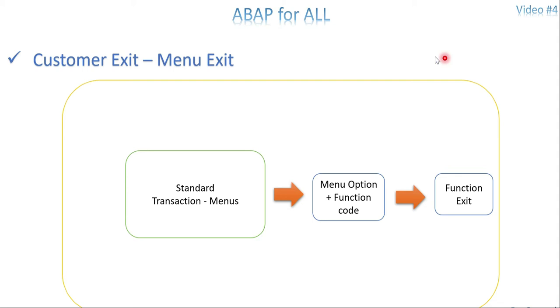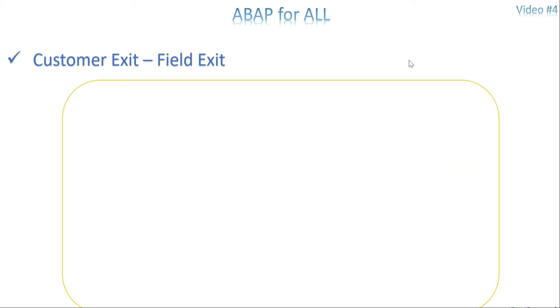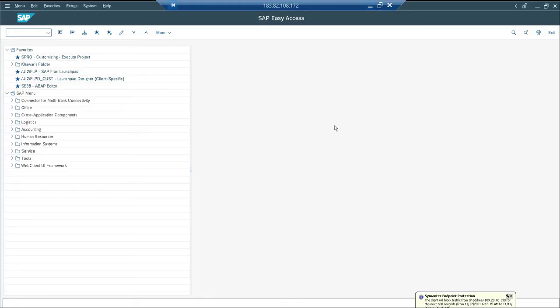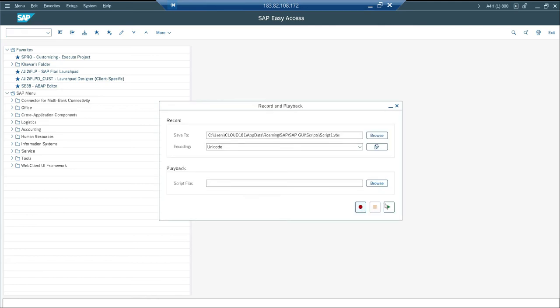And the next one is field exit. I will show you in the system: I'll just complete the menu exit, then I'll come back to the field exit and text enhancement also. So let me get into my system. Here it is.